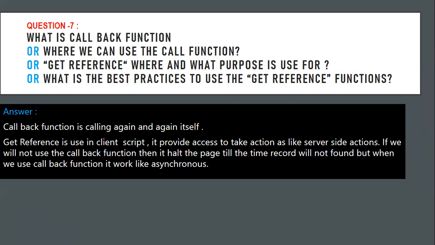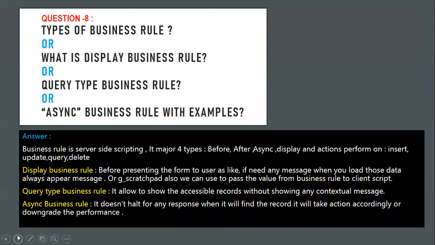So the answer to all of these questions: a callback function is a function that is called back by another function. getReference is used in client scripts. It provides access to server-side records, correct? If we do not use the callback function, it will halt the page until the record is found. But when we use the callback function, it works asynchronously. It doesn't wait for the response. It will move to the next action, correct?